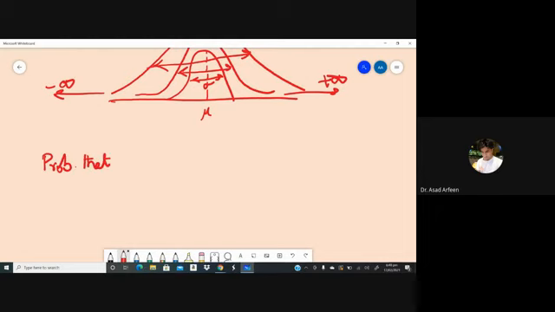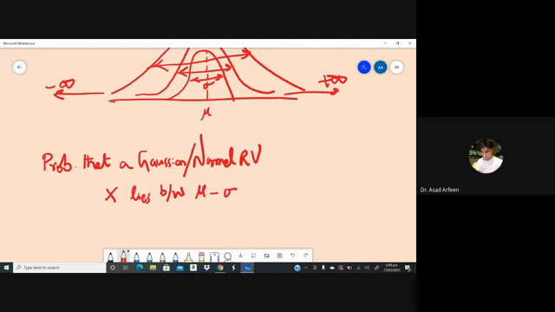Let me write it down. The probability that a Gaussian or normal random variable x lies between the standard formulas, mu minus sigma and mu plus sigma, is about 68.26%. These are some universal facts about this.